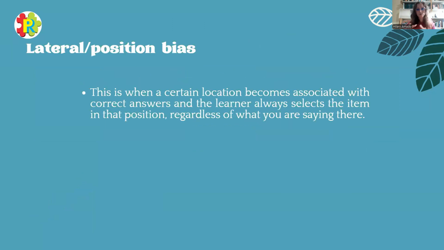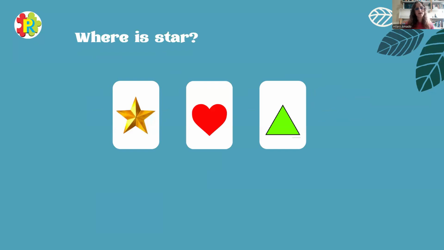There's also lateral or position bias, and this is where a certain location becomes associated with correct answers, and the learner always selects the item in that position regardless of whatever it is you're saying. So you might notice you're always putting the correct card on the left. Let's take a look at what that looks like.